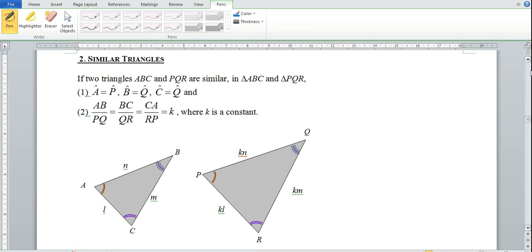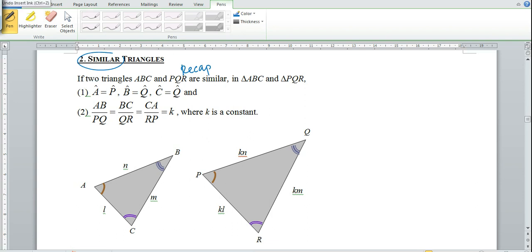Hello, this is Madam Lee, and for this lesson, we are going to learn how to prove that two triangles are similar. Okay, so this is quite the same as how we have proved congruent triangles. But this time around, we're talking about similar triangles. So this is a recap here on what are similar triangles.